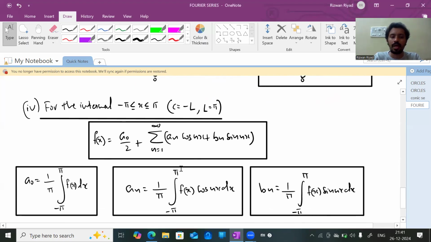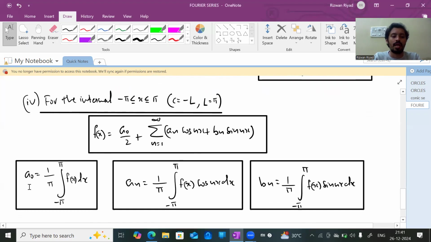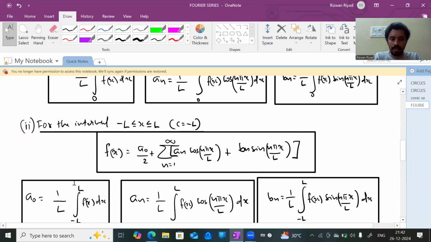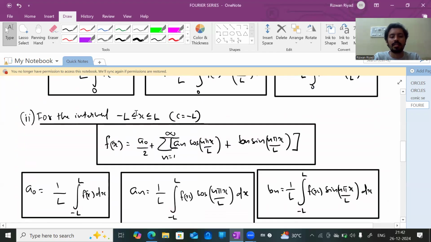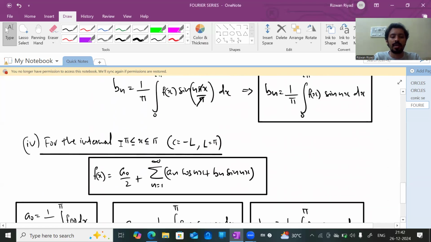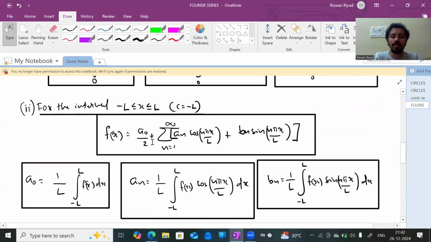Then see a0 will become 1 by pi integral minus pi to pi f of x dx. So here you can compare with this. It is similar to this form: minus L less than or equal to x less than or equal to L. And that L became pi here. Here that L becomes pi, so minus pi less than or equal to x less than or equal to pi. So you can compare it with the second case.